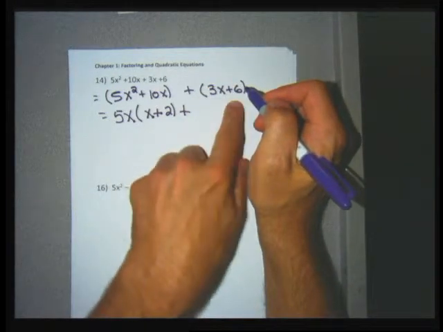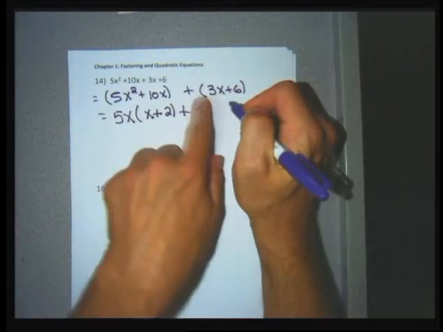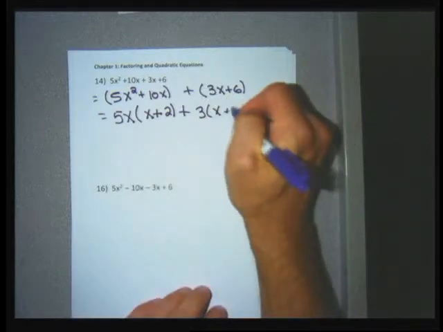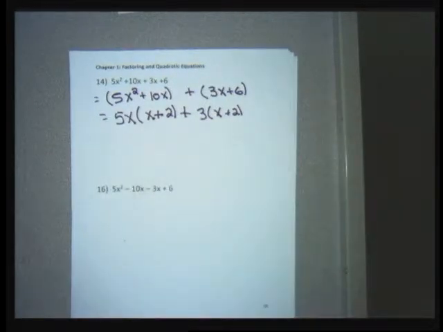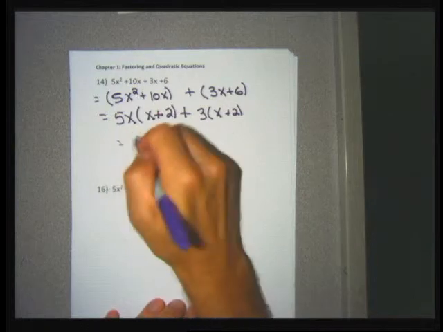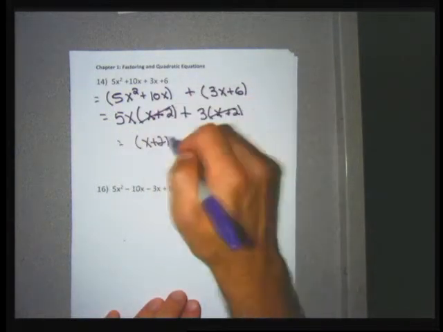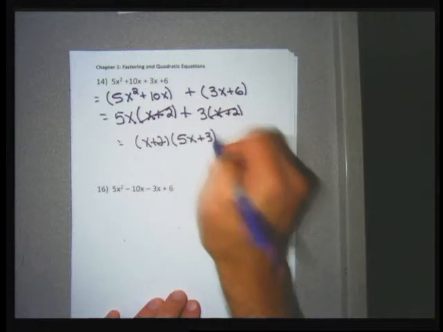Next parentheses has a common factor of just the number 3. Divide this by 3, I'll be left with an x. Divide the 6 by 3, I'm left with a positive 2. Again, if on the second step you don't see identical parentheses, then you have done something wrong in your grouping. So now we have the last step. They both have an x plus 2 in common. When I factor out that x plus 2, first I'm left with a 5x, second I'm left with a plus 3.